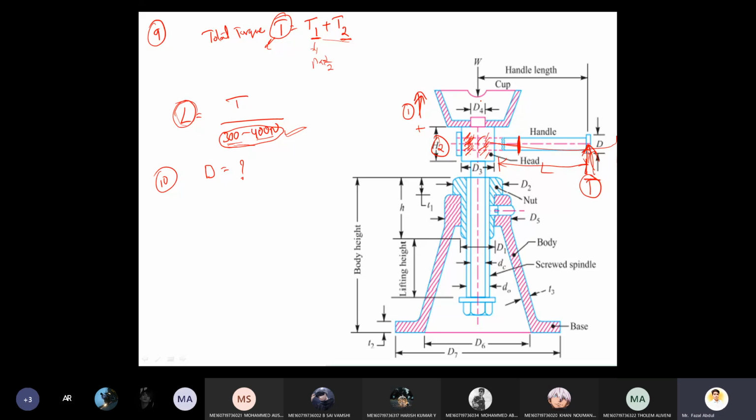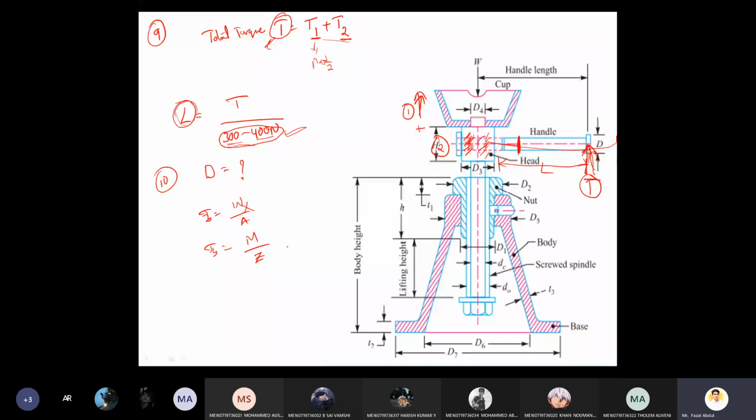So bending means bending stress is going to be involved. What is the stress? The general stress equation is load by area, but for bending this equation should not be considered. Bending stress means bending moment by section modulus. This equation we need to consider, right?